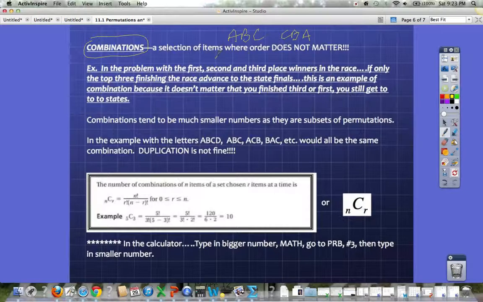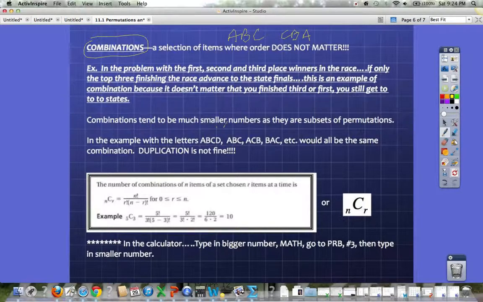It's kind of hard to explain this until you see the problems. In the example with the first, second, and third place winners in the race, suppose only the top 3 finishing the race advanced to the state finals, just the top 3. This is an example of a combination because it doesn't matter if you finish third or first, you still get to go to the states. When it doesn't matter whether you finish third, first, whatever, that's a combination.